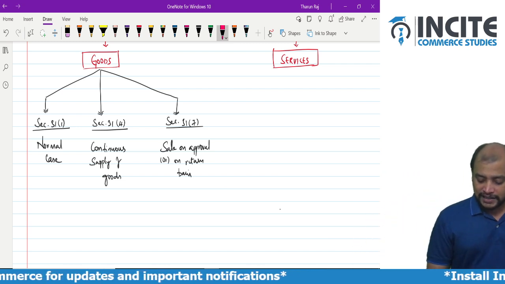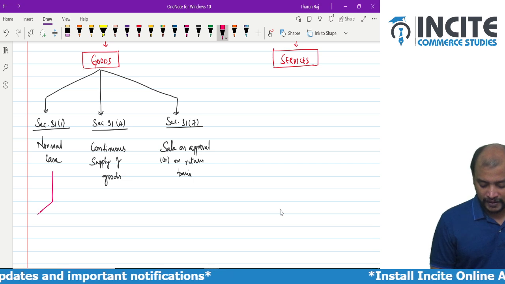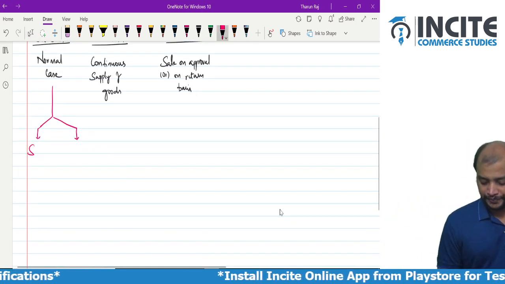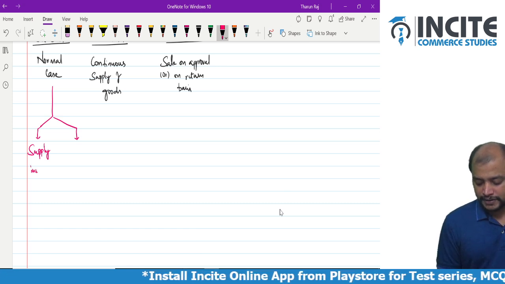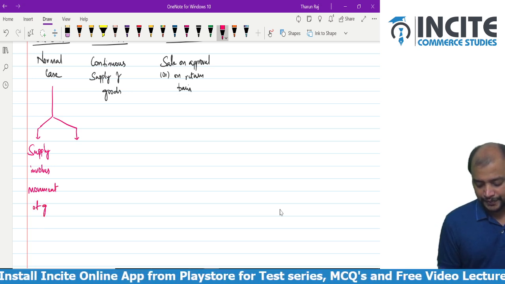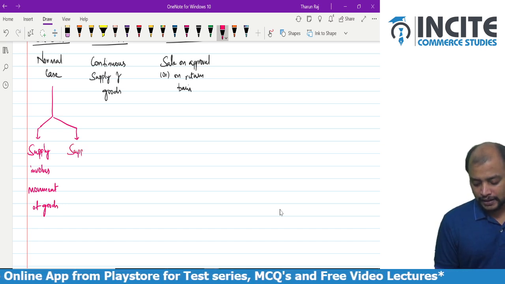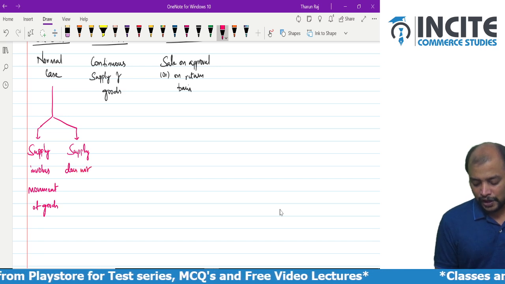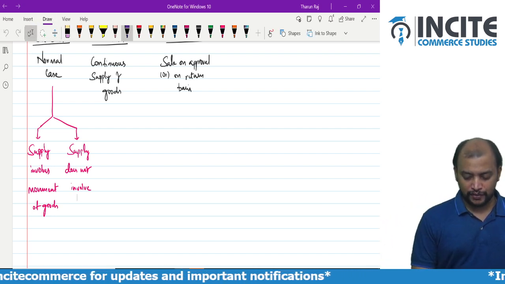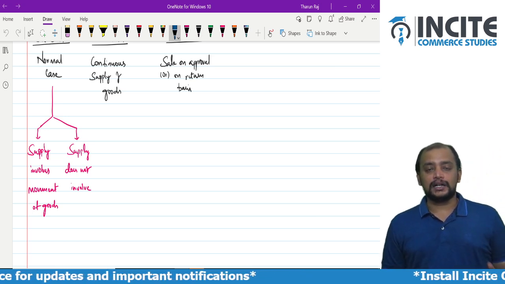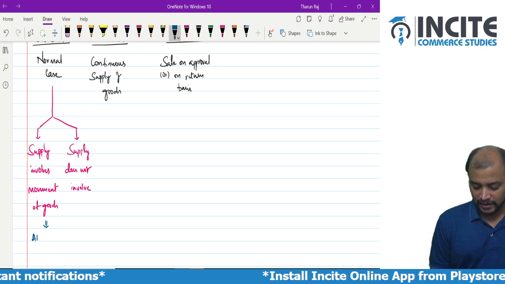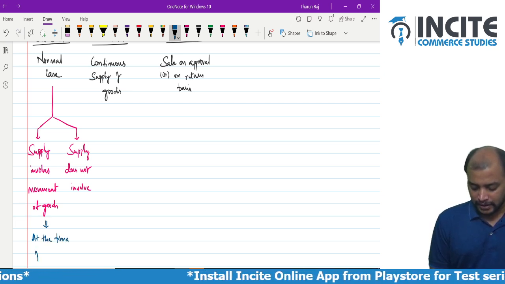So in that case, supply involves movement of goods, or supply does not involve movement of goods. When supply involves movement of goods, what should be taken as the due date of invoice? The due date of invoice will be at the time of removal.